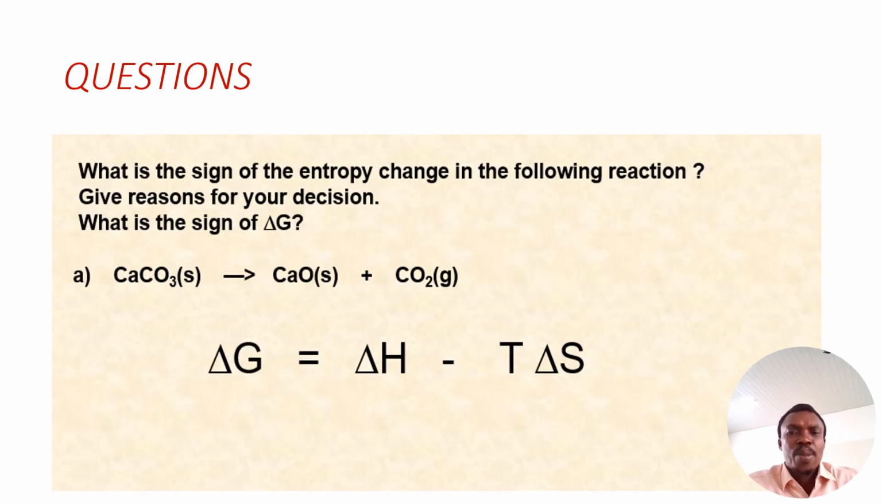So this is a task before us. Please, I'm leaving this task with us. I want us to attempt this task based on the previous examples we've treated. What is the sign of the entropy change in the following reaction? Give a reason for your decision. And what is the sign of delta G, which is the free energy? So it's as simple as ABC. Just pay attention to what we've treated in the past, and I believe you should be able to do that.